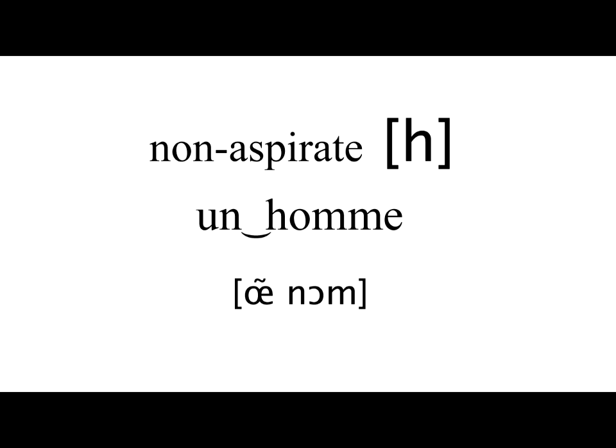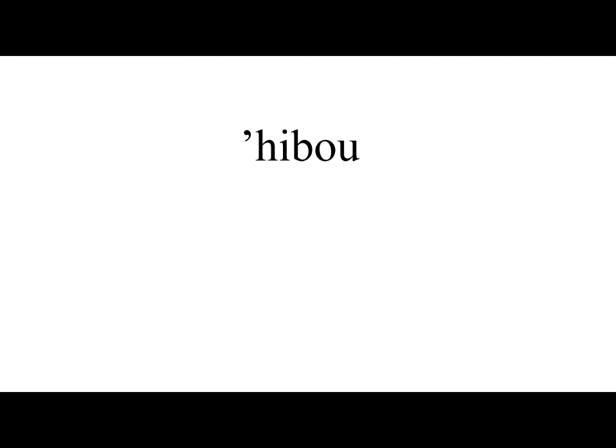Whilst it is not part of the IPA, you can find out in a French dictionary whether a liaison is allowed by an apostrophe or an asterisk by the word. Hibou will be listed thus, with an apostrophe, whilst homme will simply be listed thus, without the apostrophe.